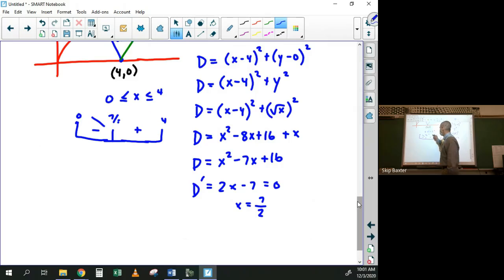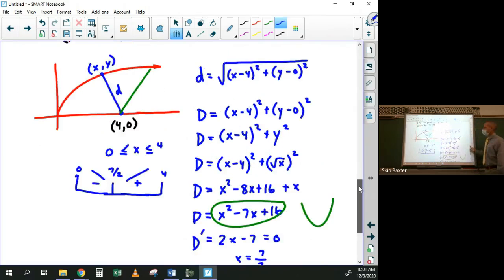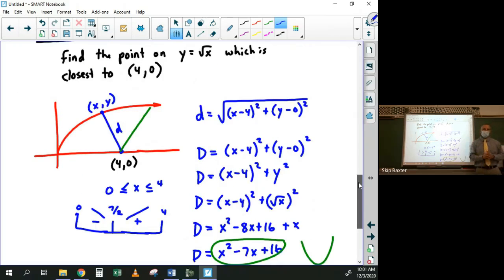We're trying to minimize the distance, so it has to be a minimum. And it definitely is. If you consider this expression right here, it's a parabola shaped like this. It has to go down and then up. Its derivative is decreasing then increasing. Okay. Any questions on that?